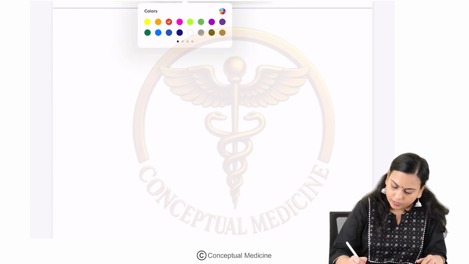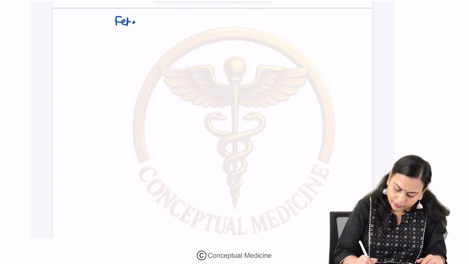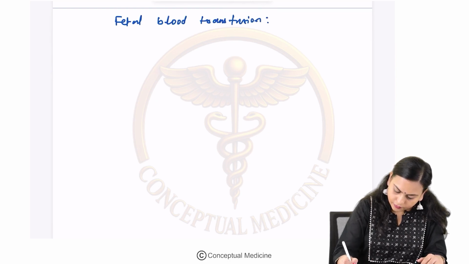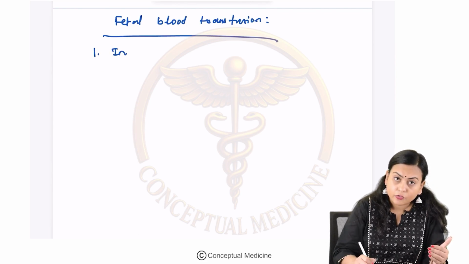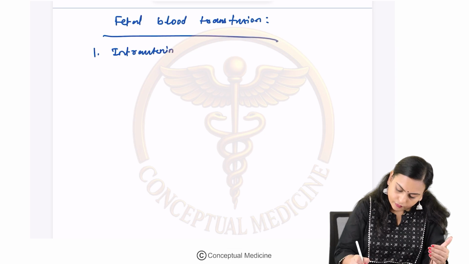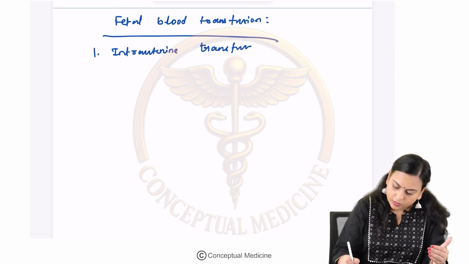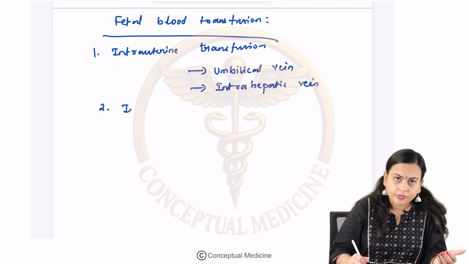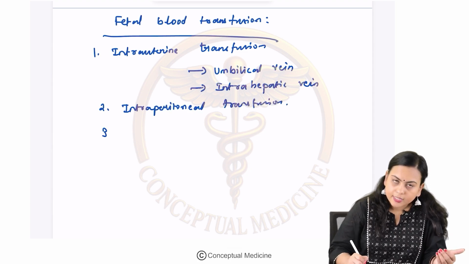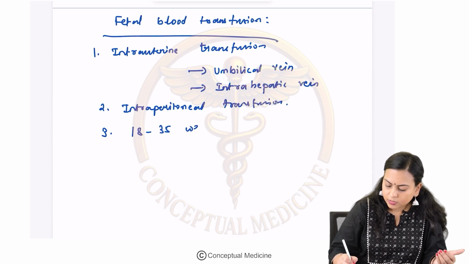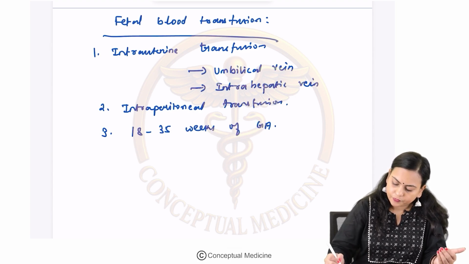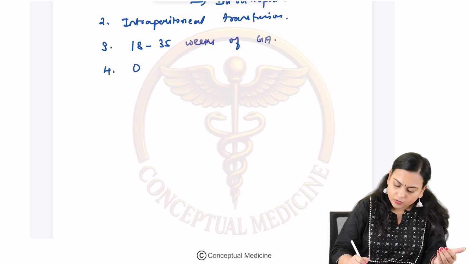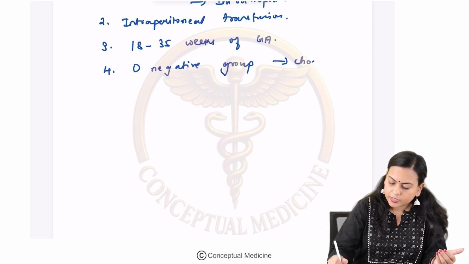So, now we will see some points on fetal blood transfusion also. Ideally it can be done as an intrauterine transfusion via the umbilical vein or intrahepatic vein, or intraperitoneal transfusion is also possible, and mostly it can be done between 18 to 35 weeks of gestational age, and most commonly we will be using O negative blood group. So this is the choice.